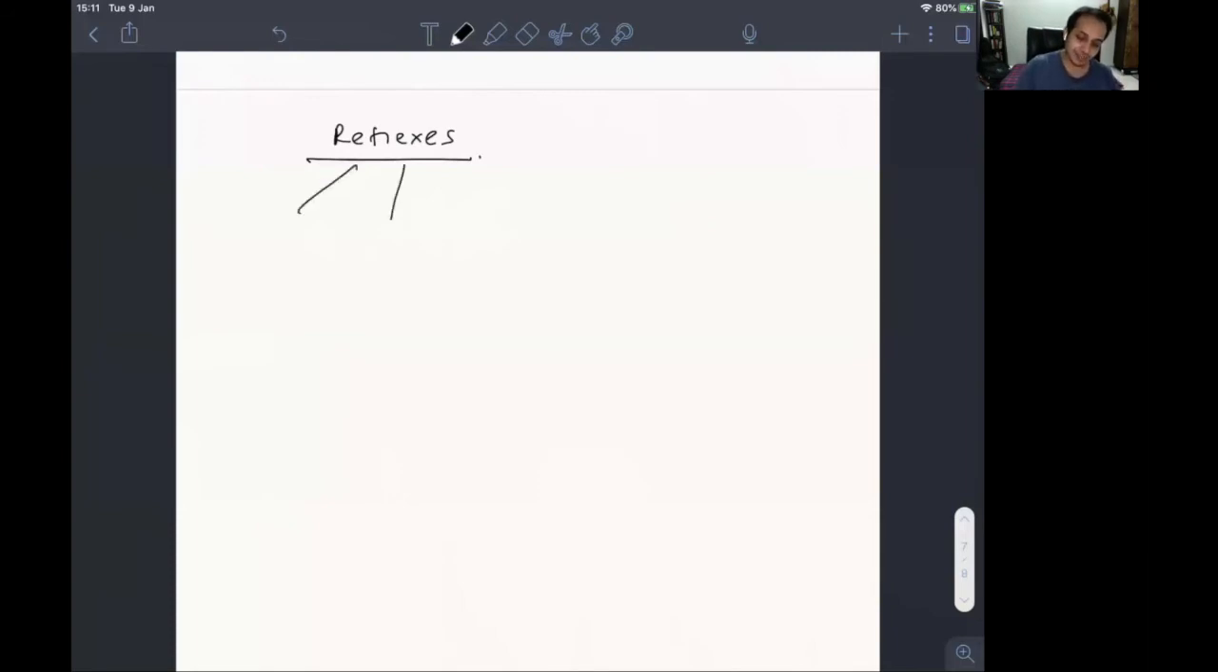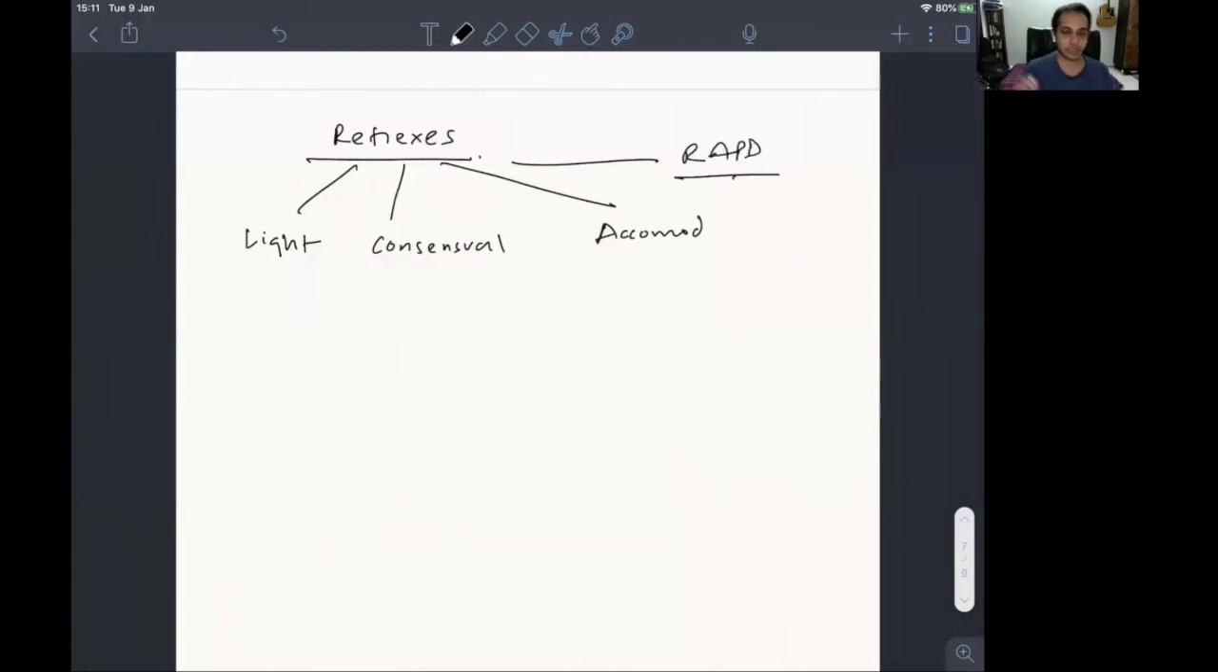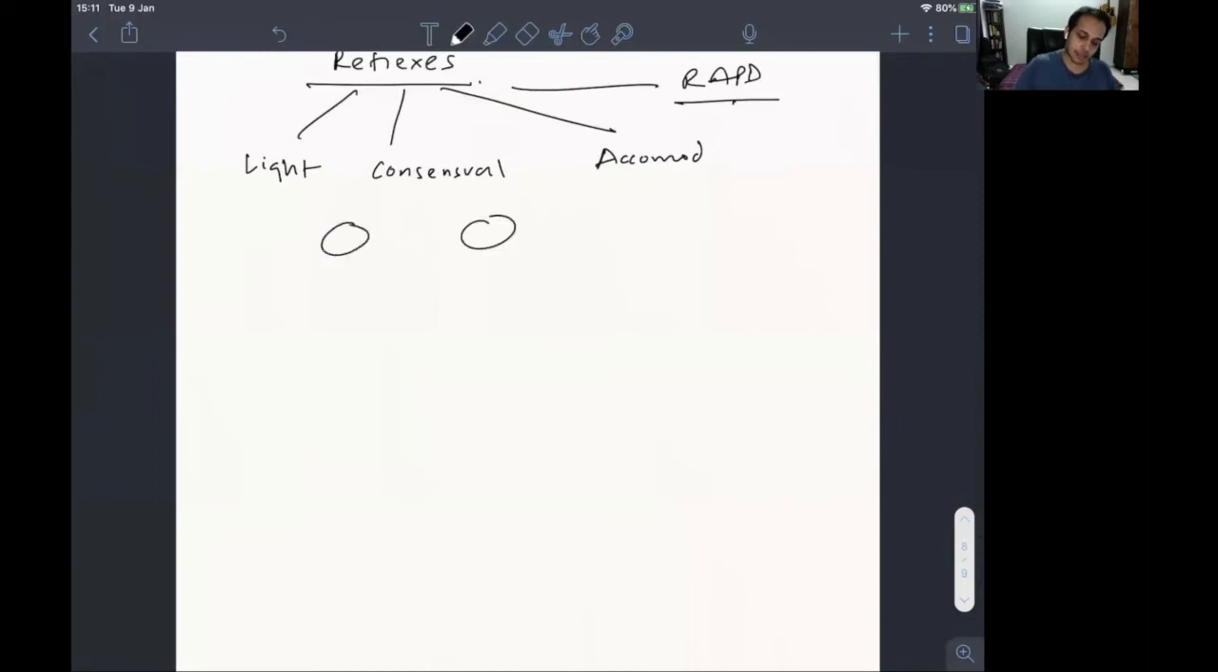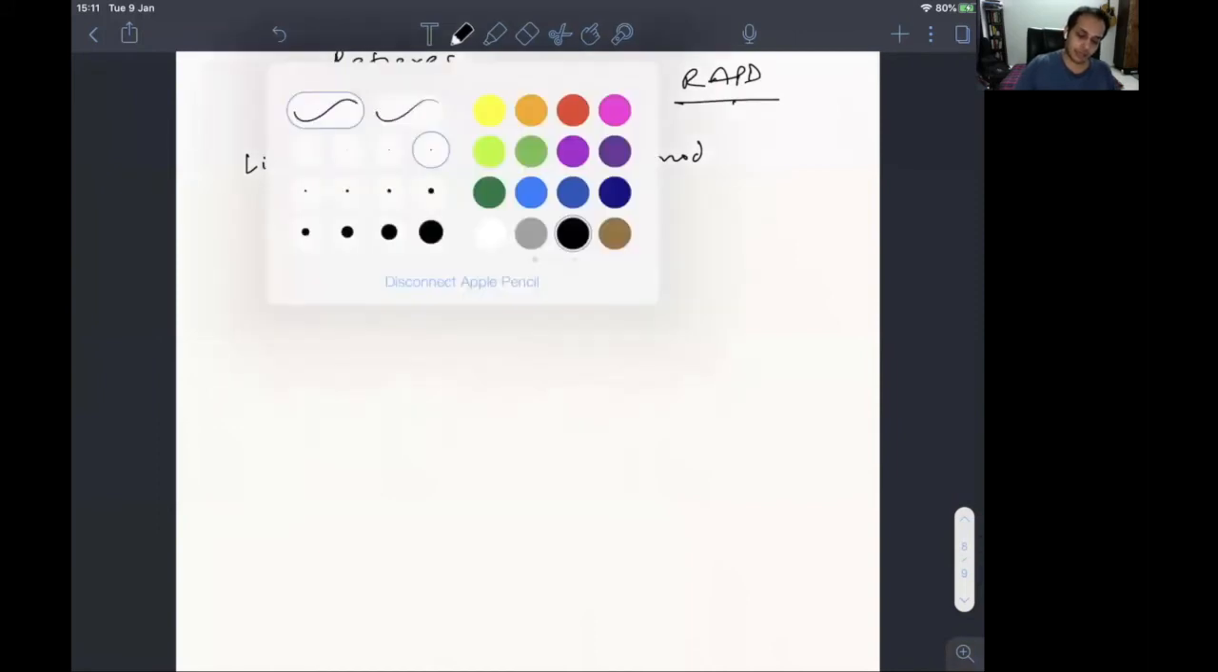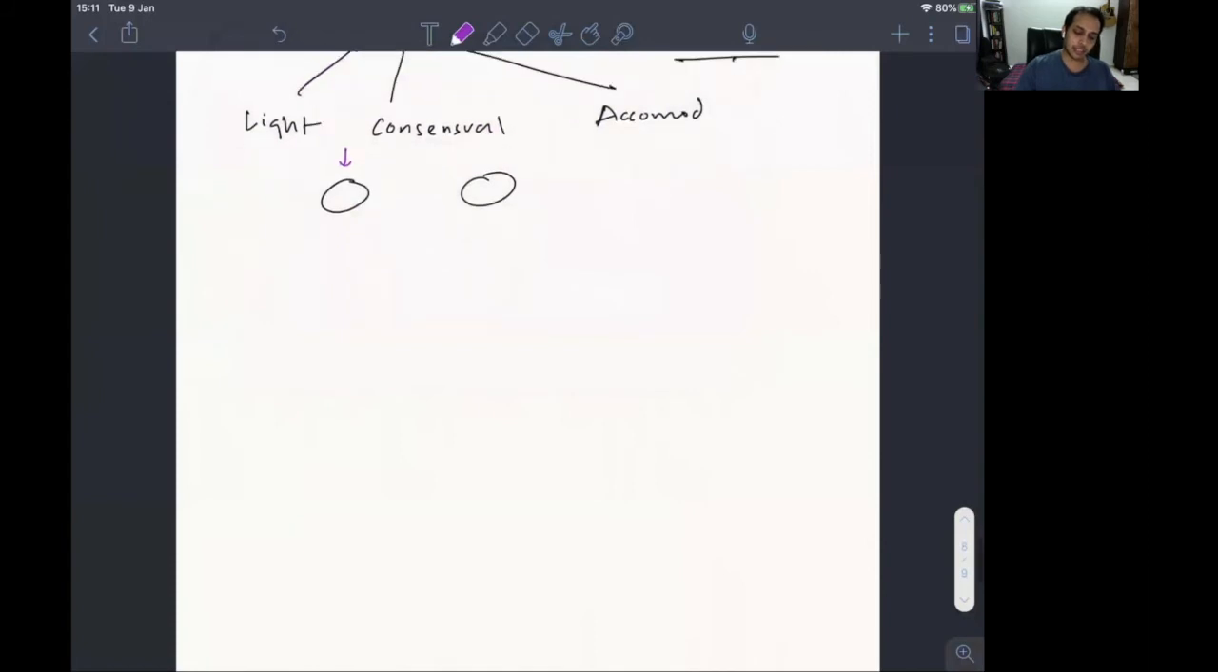Your main 3 optic reflexes are your light reflex, consensual light reflex, and your accommodation reflex. And there's also something called RAPD. Now, the basic concept of the light reflex is that when there is light shown into one eye, the optic nerve carries that image to the occipital lobe.